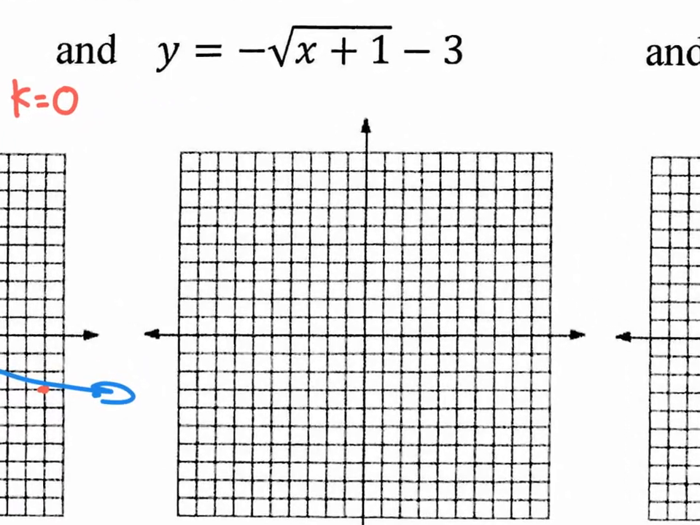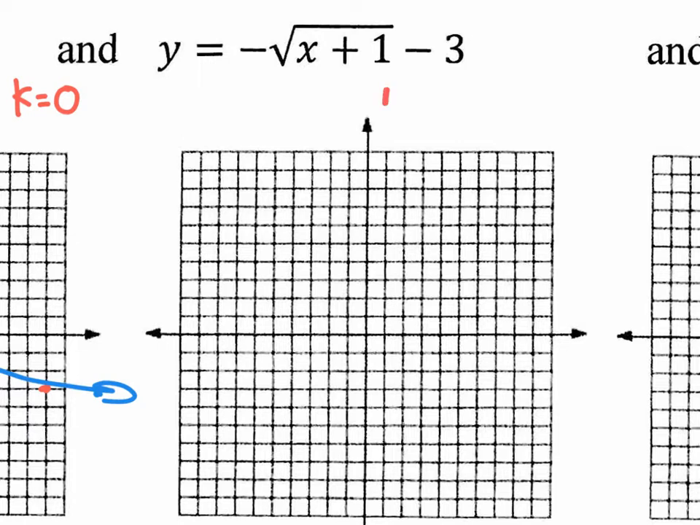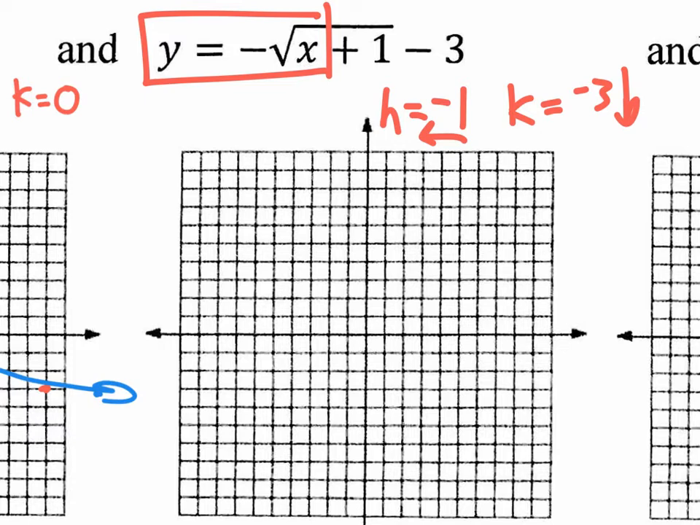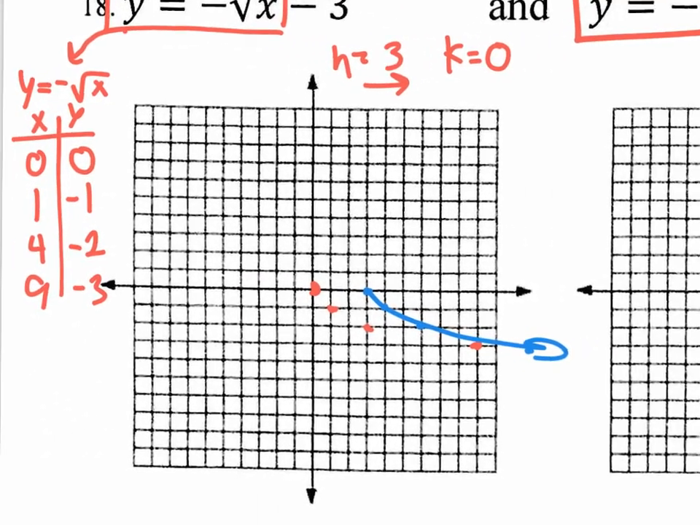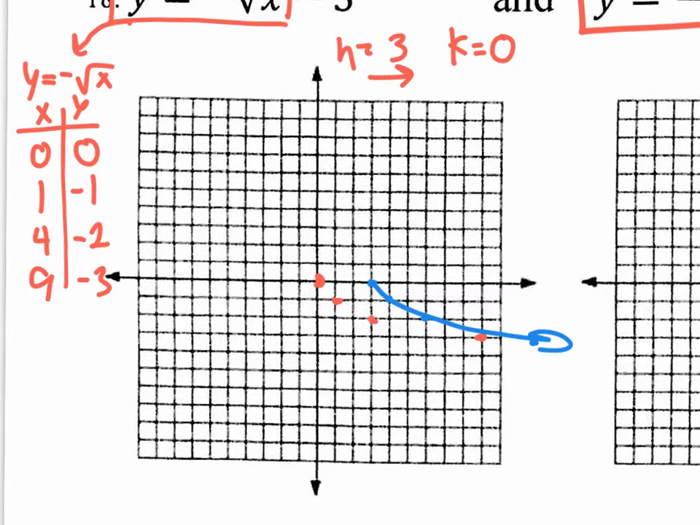Let's try another. What's our h value here? Negative 1. What's our k value? Negative 3. That means you're going to go 1 to the left and you're going to go 3 down. After you have h and k, ignore h and k. We're going to get the same exact coordinates as we did on this other parent graph y equals negative square root of x. So we could use those coordinates again, 0, 0, 1, negative 1, 4, negative 2, and 9, negative 3. Those are all coordinates.